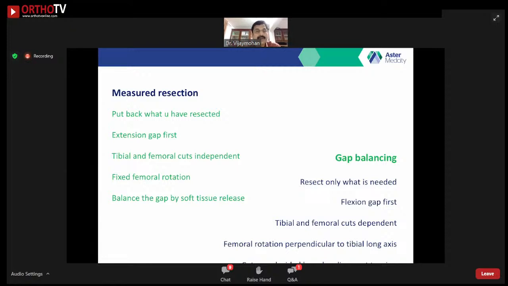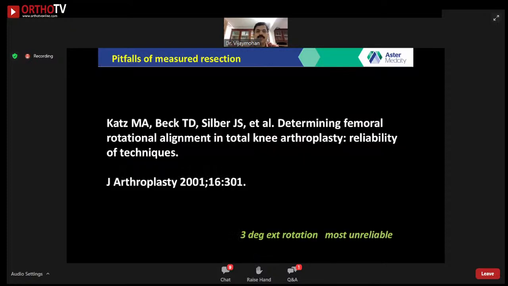And there's a fixed femoral rotation, usually 3 degrees, maybe in valgus, and maybe you increase it. And you balance the gap with soft tissue releases. But if you look at gap balancing, resect only what is needed. You are not free to resect what you want. So the flexion gap is created first. Tibial and femoral cuts are dependent. The femoral rotation is dependent on the tibial long axis. You do not have any choice there. And the cuts are decided based on the ligamentage. These are the essential differences in features between these two.